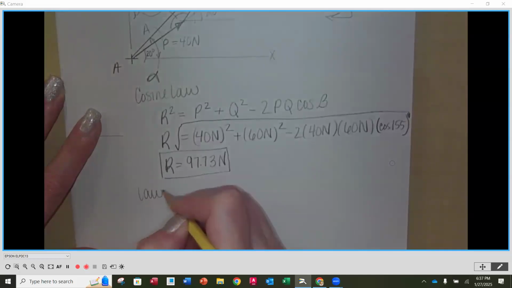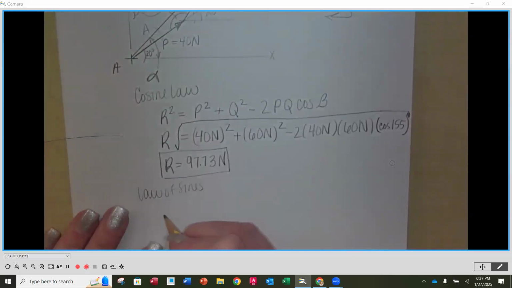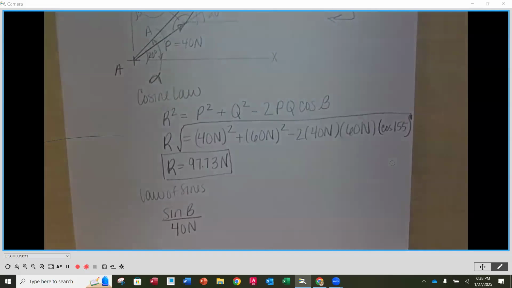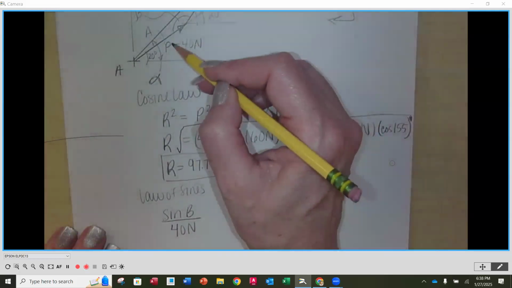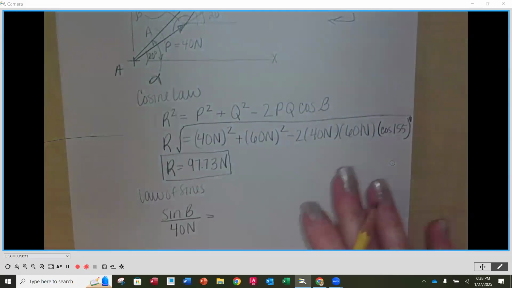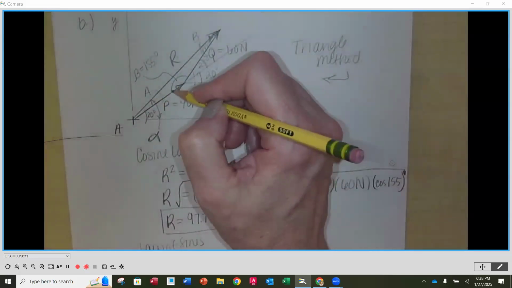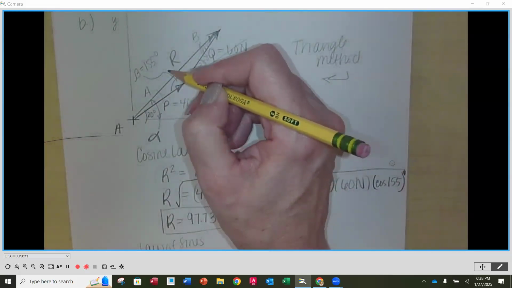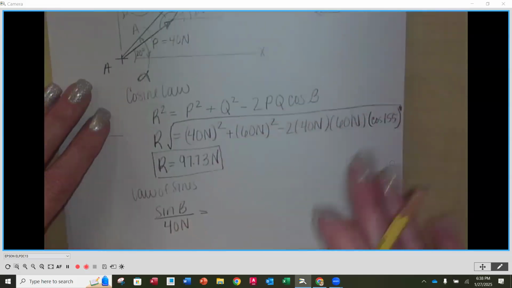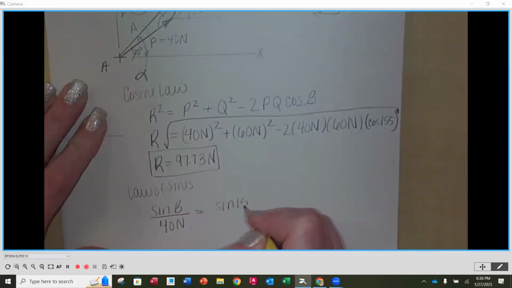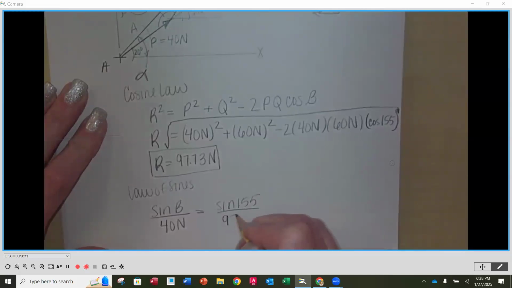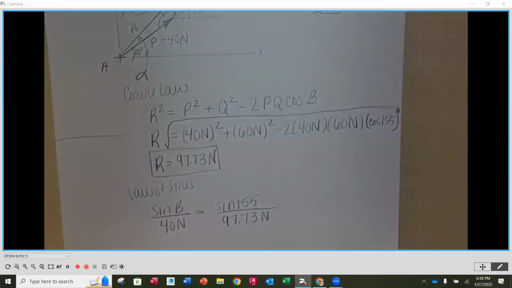Law of sines. And we're going to say, okay, the sine of B over P, which is 40 newtons. B is our unknown value, right? 40 is our P. So the side opposite is going to be equal to, and now we have to have our knowns. We know that the 155 is opposite the resultant, which is 97.73, which we just calculated. So we're going to put sine of 155 divided by 97.73 newtons. Notice we're putting our units in all phases of the problem.